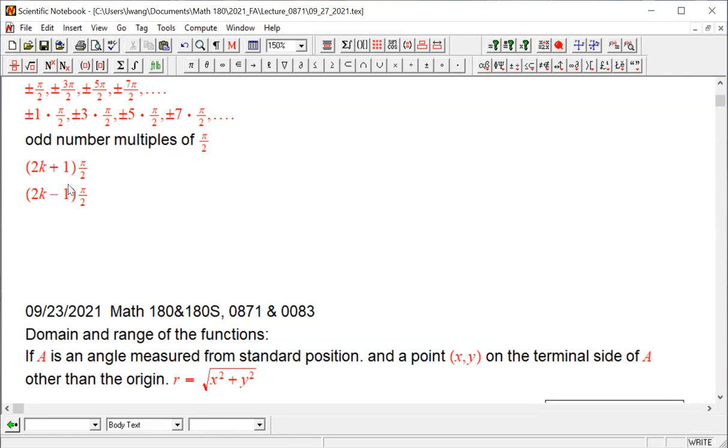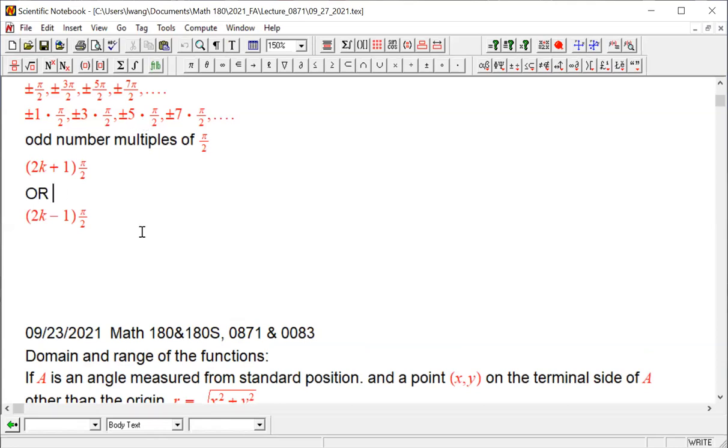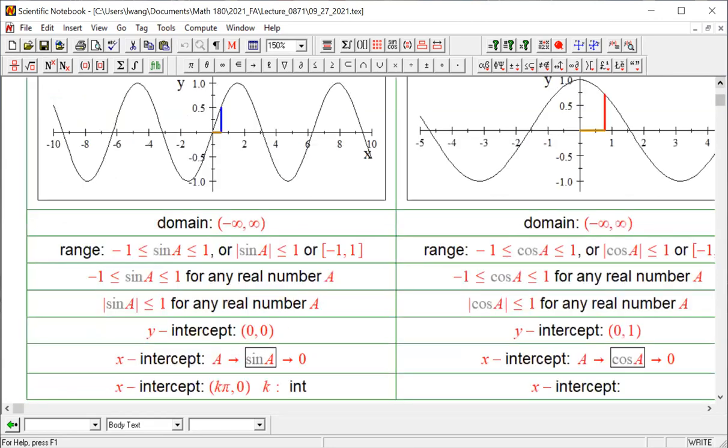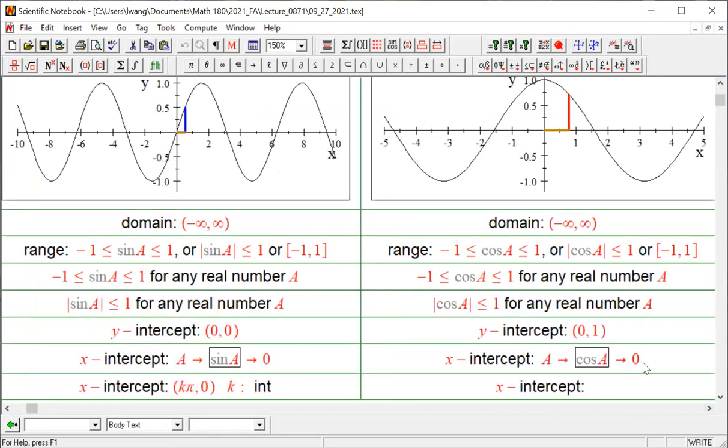Most people like 2k plus 1. Some professors like 2k minus 1. But these are the things you see in the literature. And guess what? Professors in four-year schools, including your professor teaching calculus classes, expect these things from you. So these are the quantities that will cause the output to equal 0.